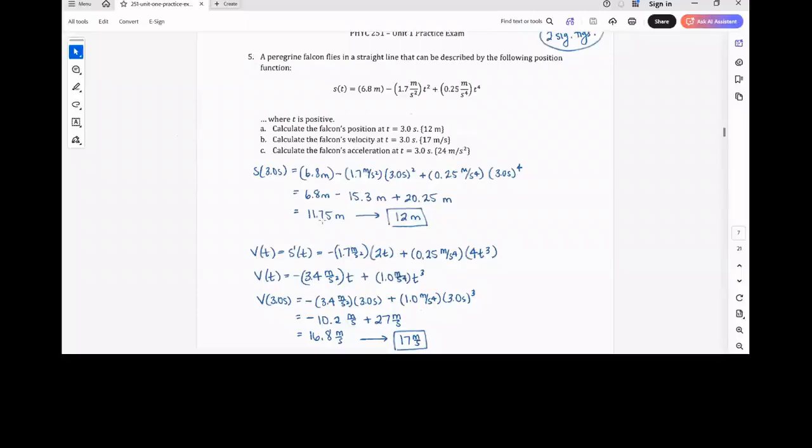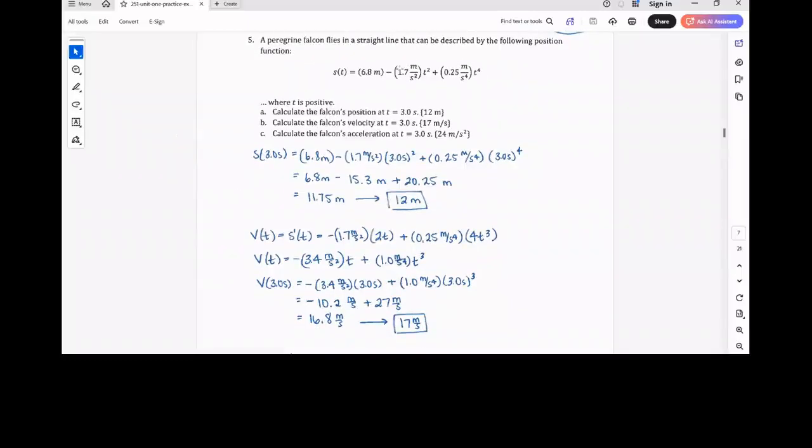A peregrine falcon flies in a straight line that can be described with the following position function. So this is our generic s-axis again. S as a function of t is equal to 6.8 meters minus 1.7 meters per second squared times t squared plus 0.25 meters per second to the fourth times t to the fourth. So those units in the last term in particular, that's different than what we normally see with a position function.